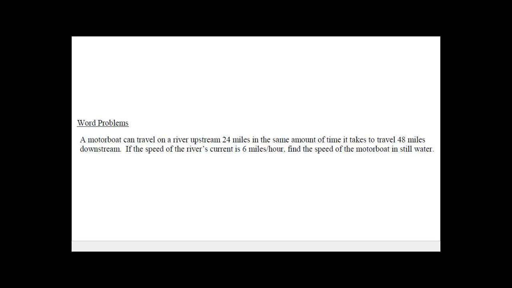Can somebody tell me, who's logged in online tonight, the formula we have to use for this word problem? Distance, rate, time. So what's the formula? D equals R times T. So distance is equal to rate times time. So what is the same in this problem?